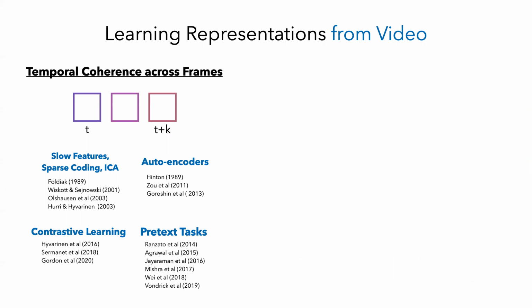First, there's a long line of work that has sought to learn representations from video. Earlier work mainly focused on leveraging the temporal coherence we see across frames, using techniques like slow feature learning, sparse coding, ICA, and earlier models of autoencoders. More recent work has also considered using contrastive learning or coming up with self-supervised pretext tasks, like, for example, learning to unshuffle a shuffled sequence of frames.